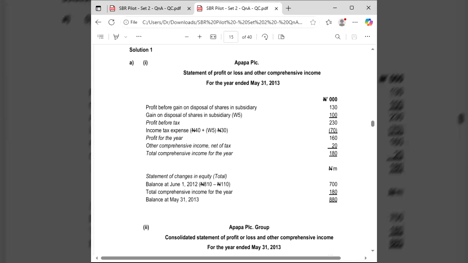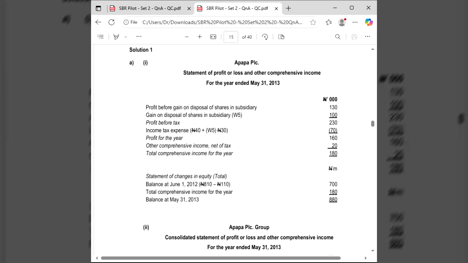And in this case, we are adjusting for the parent's omission of the sales proceeds from the disposal of 40 million shares in the subsidiary. We are also expected to account for the profits and related income tax expense arising from the transaction. This question one on Apapa PLC and WAF PLC actually tests IAS 27, IFRS 10, and IFRS 3 in addition to other international financial reporting standards.